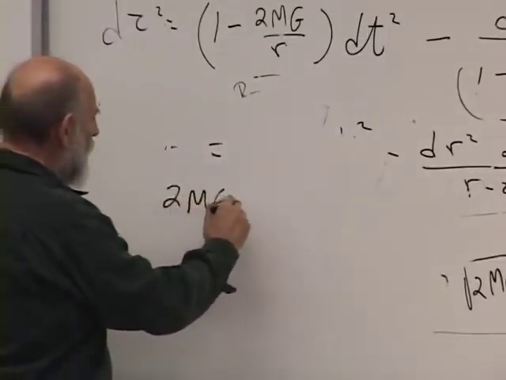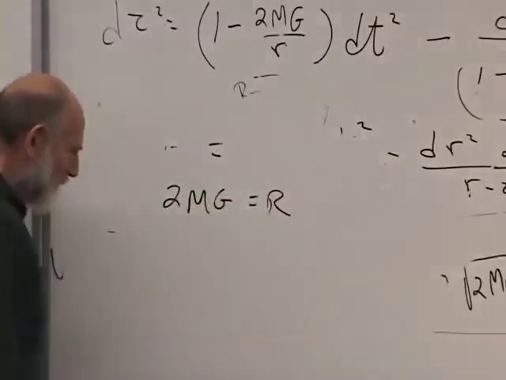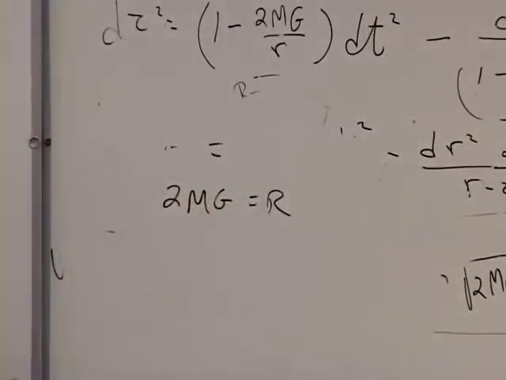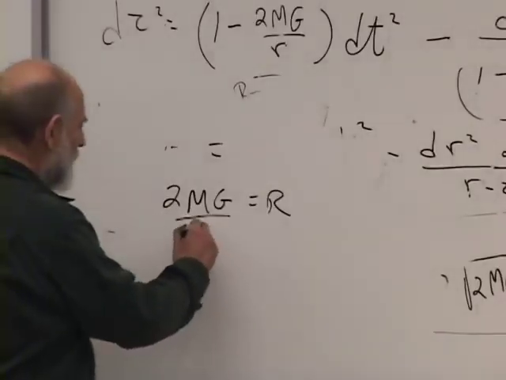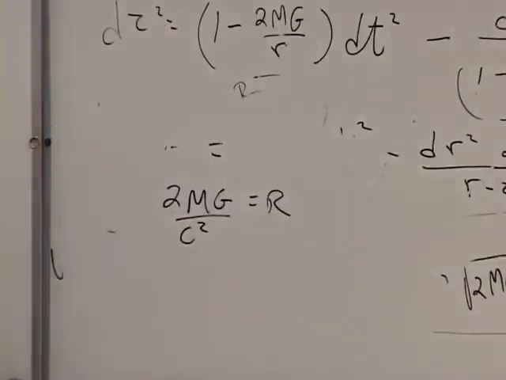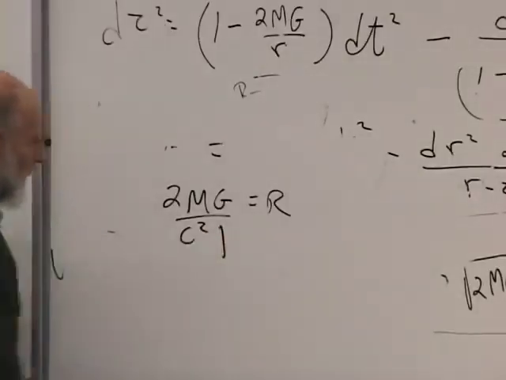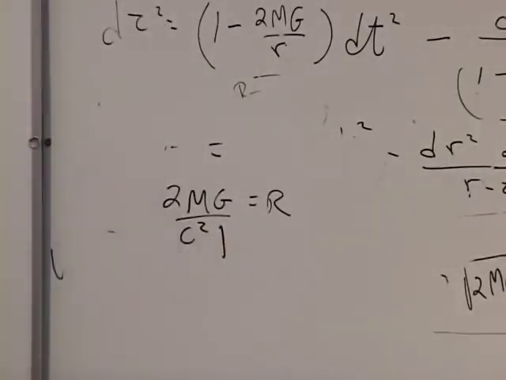r c squared. 2mg is equal to r times c squared. Right. So, is there c squared? Yeah. 2mg over c squared. Okay. Let's divide this by r cubed. Why? Because I'm interested in m over r cubed, which is density.